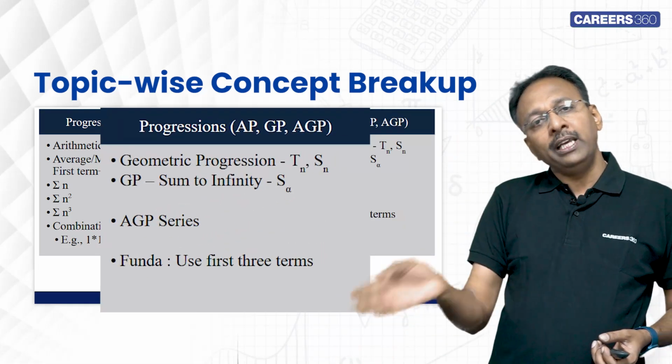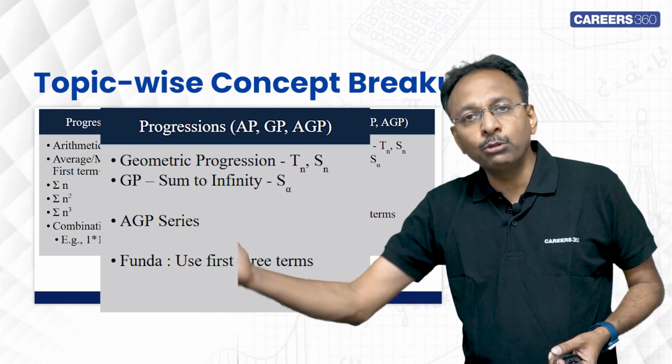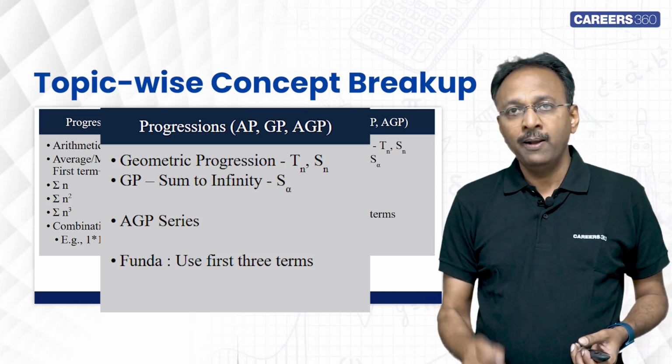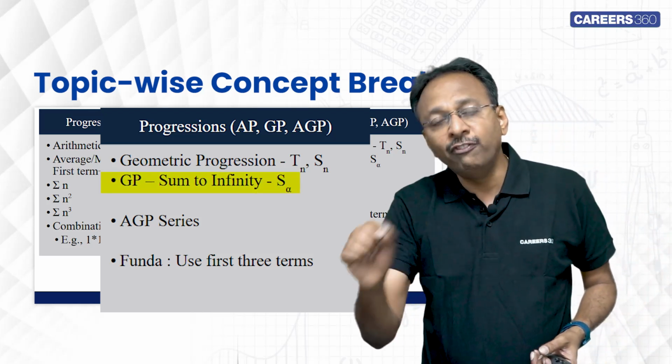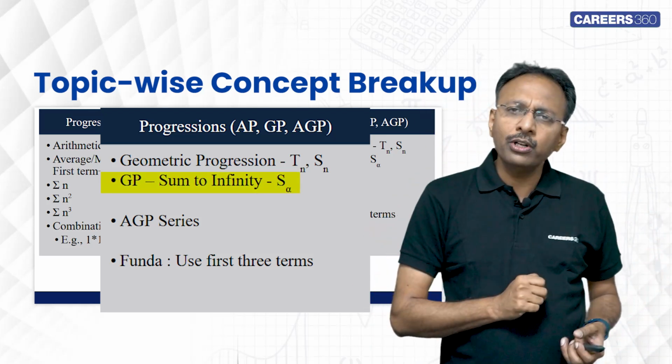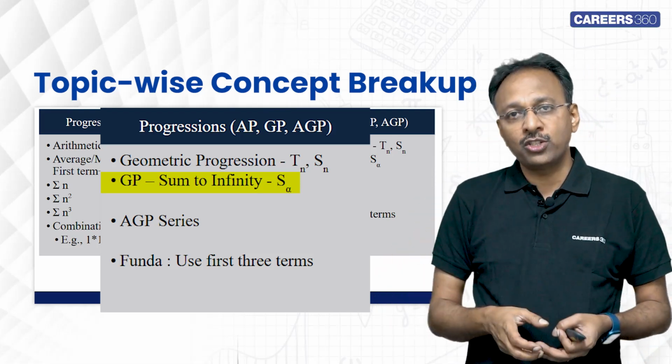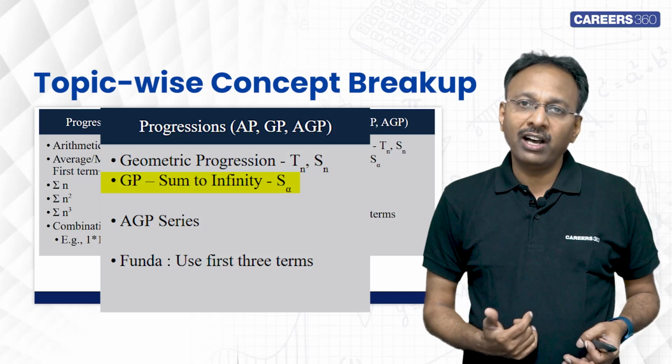Same thing in GP, you have the nth term and the sum to n terms, but there is one more extra concept in geometric progression, and that is sum to infinity. When does that sum to infinity come in? When your ratio, or the common ratio as we call it, R, is less than 1.